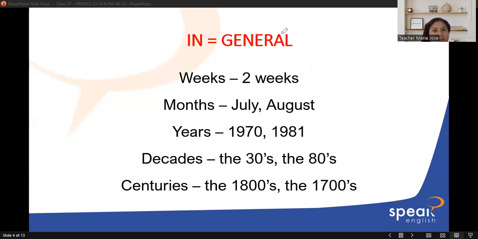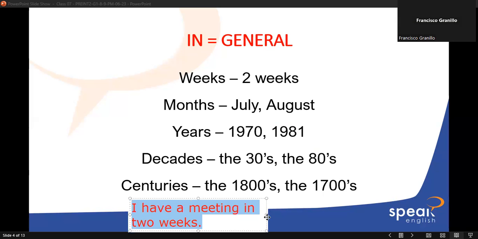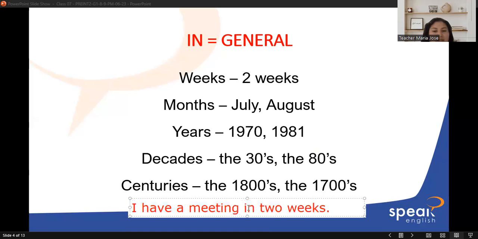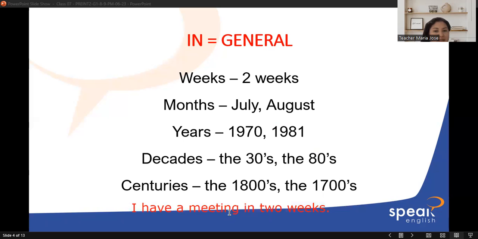Let's see one example. Okay, look at this example. Can you read this example, please, Francisco? I have a meeting in 2 weeks. Okay, very good. So as you can see in this case, I am using in because I'm talking about weeks, 2 weeks. Okay, very nice.